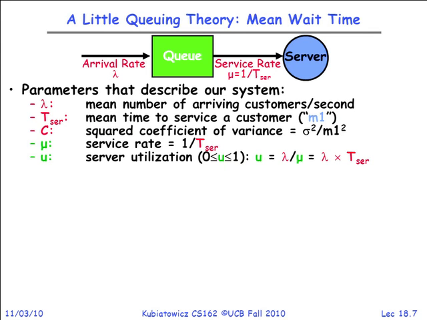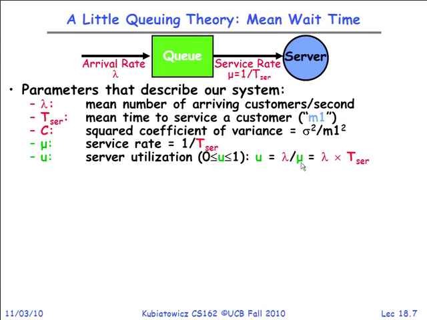What about this number? Somebody explain to me why u is from 0 to 1. Somebody explain the 0 part. Yes? You have no one coming in. Yeah, so the 0 part of utilization is it's 4:30 and nobody's at the counter. So you're idle. That's because lambda is 0, and it doesn't matter how fast you can make hamburgers.